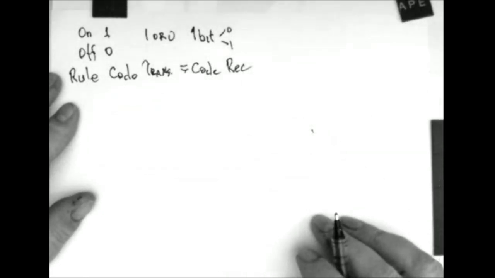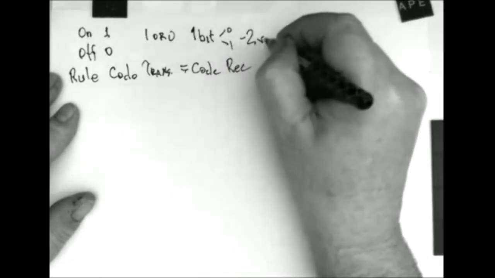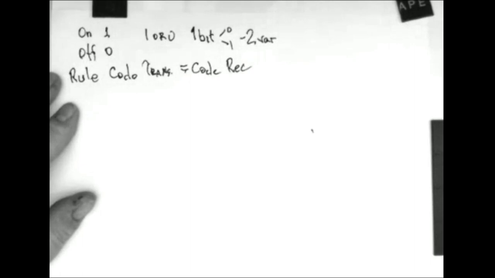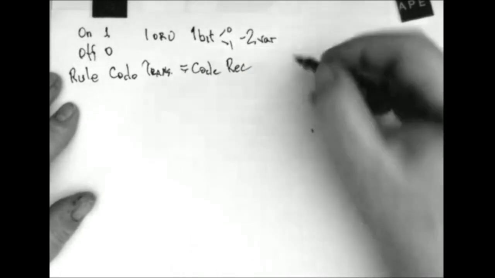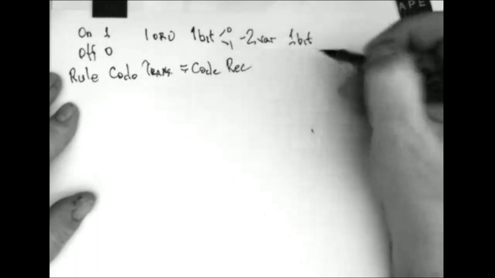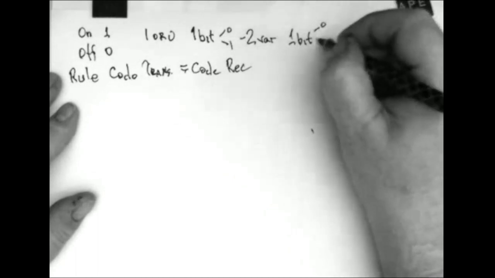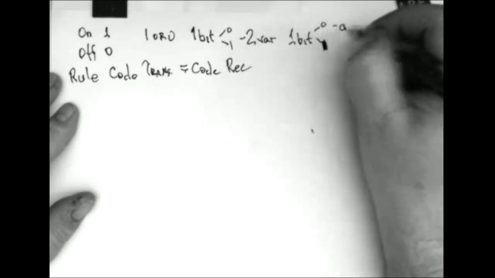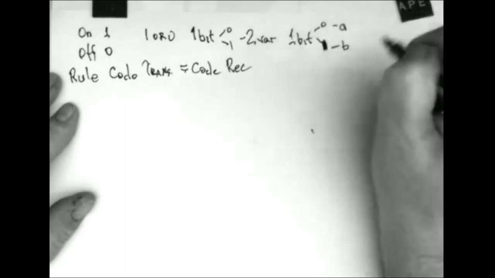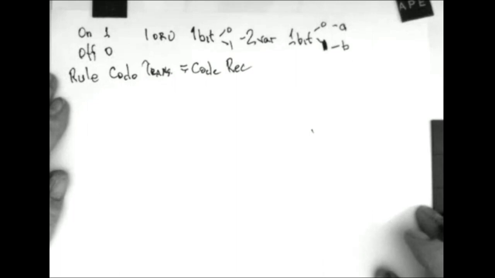So 1 bit actually can transmit two variations. Two variations. One for 0, one for 1. Using 1 bit, I can encode two letters, one for 0 and one for 1. So that will be letter A, that will be letter B. Nothing more, only two letters.